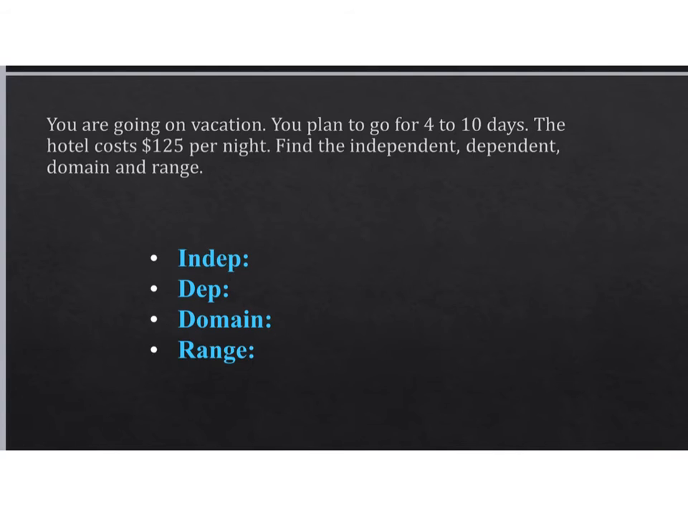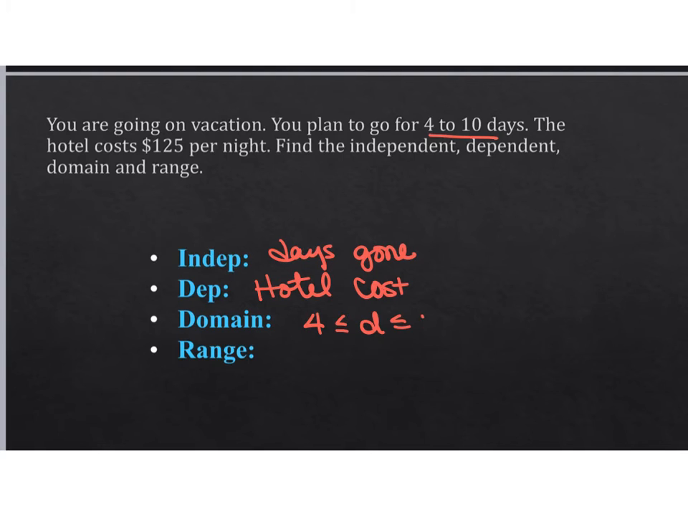For our next example, it says you're going on vacation and you plan to go for 4 to 10 days. The hotel costs $125 per night. We're looking for independent and dependent variables and our domain and range. So the way I look at this is your hotel costs are going to depend on your number of days that you are gone. So our domain, the days that you are gone, tells us that we're going to be gone between 4 and 10 days. So we have 4 is less than or equal to the number of days that we're gone, and that's less than or equal to 10 because we're gone between 4 and 10 days.